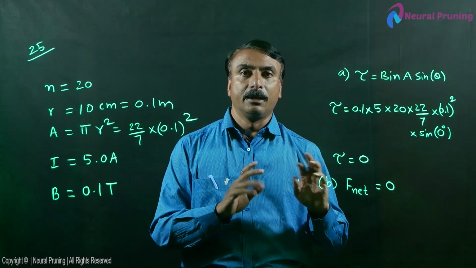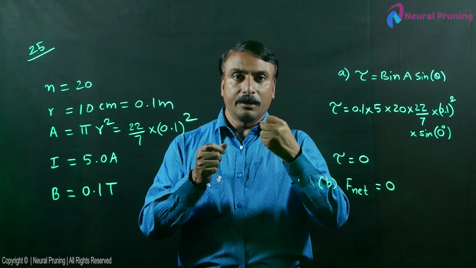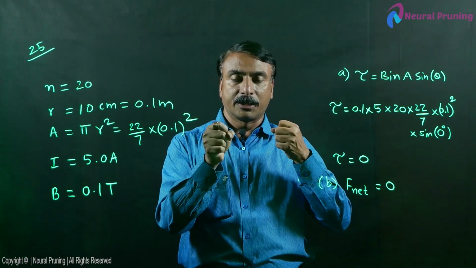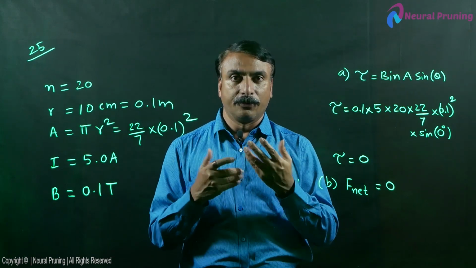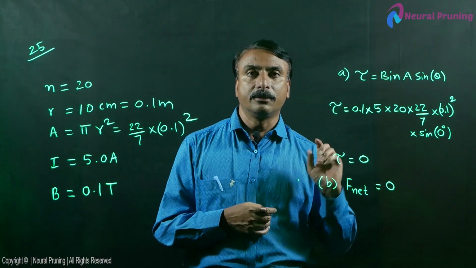At the same time, the net force on each arm. So, on one arm, if the force is acting like this, in the other arm the force is acting in opposite direction. So, these two are equal and opposite forces acting on the same line. Thus, the net force is also equal to 0.